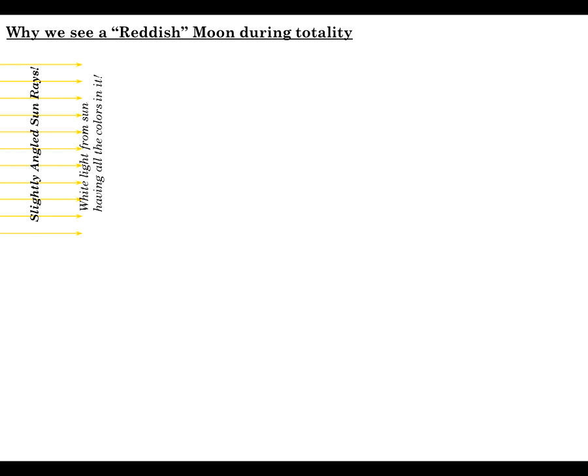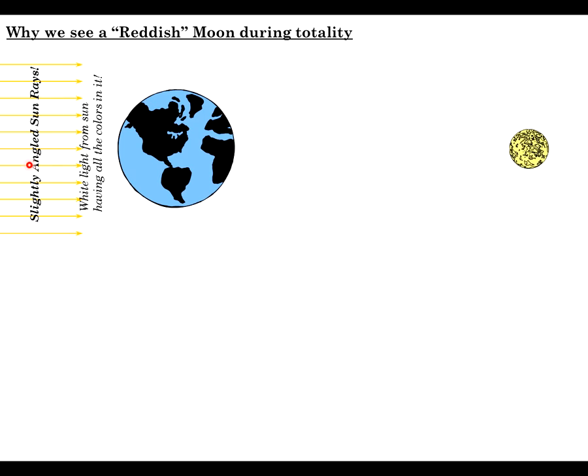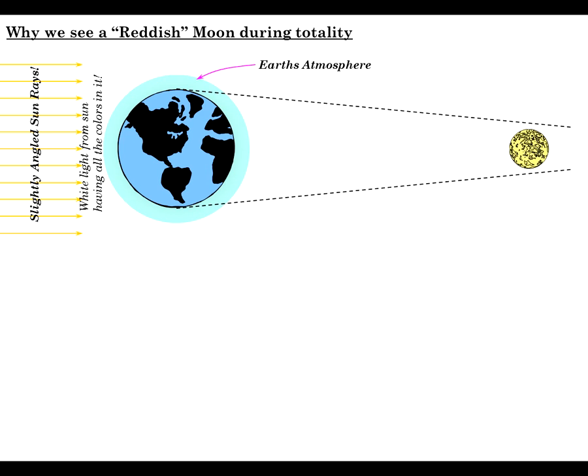We have sunlight, and we can consider it parallel rays, even though it's slightly angled. And the light from the sun has all the colors in it. This is white light, essentially. And then there is our moon. Of course, these are not to scale. The moon would be a lot further away based on the relative sizes, even though the size of the moon here I have approximately correct compared to the Earth. So here's the atmosphere of Earth. And the Earth's atmosphere, as you know, has an index of refraction that's not quite like a vacuum.